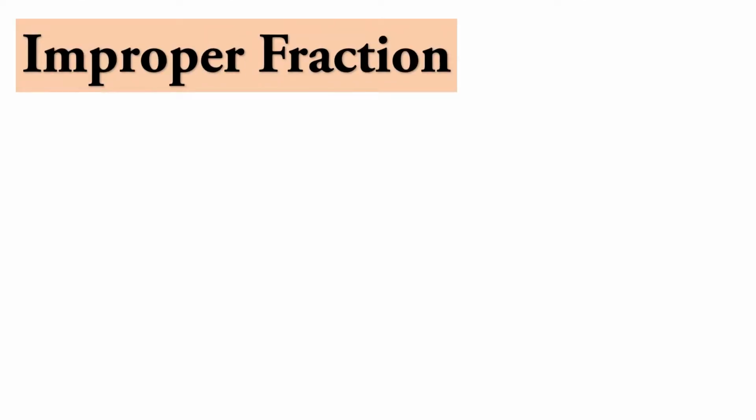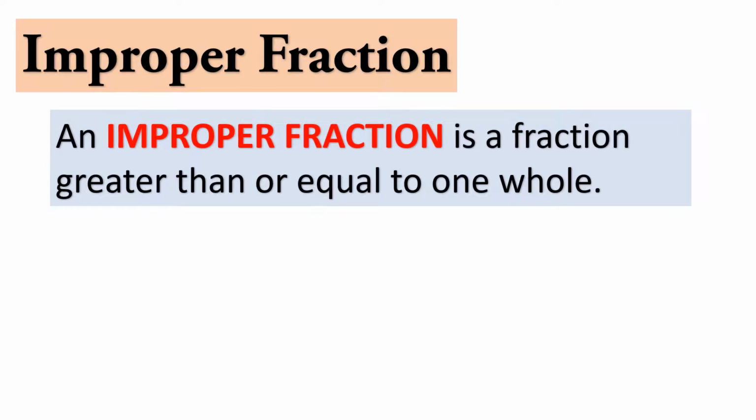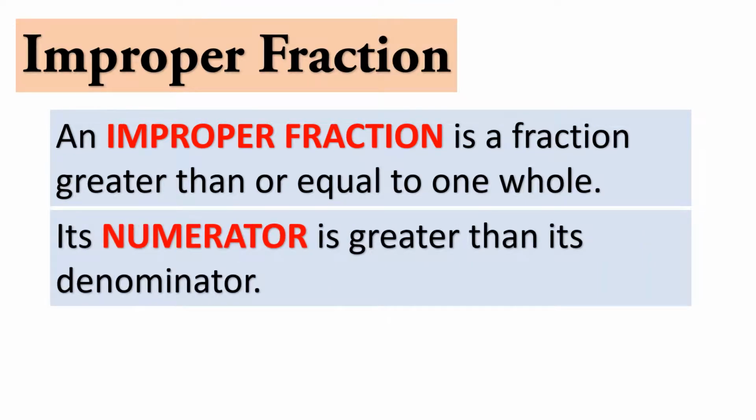How about improper fraction? An improper fraction is a fraction greater than or equal to 1 whole. Its numerator is greater than its denominator. Examples: 3 halves, 5 fifths, 7 fourths, 10 over 9.